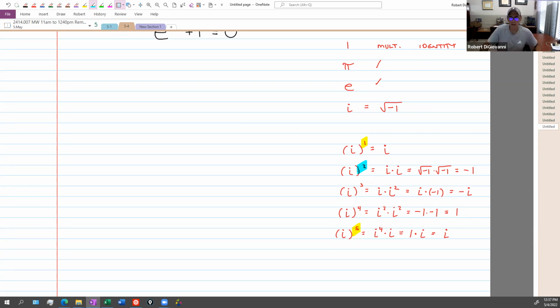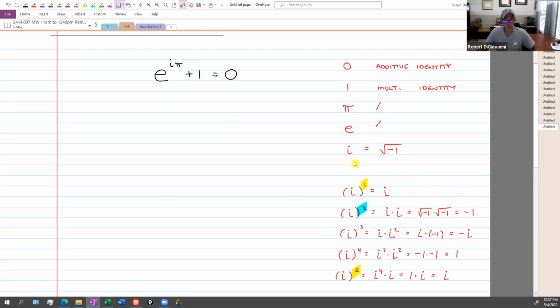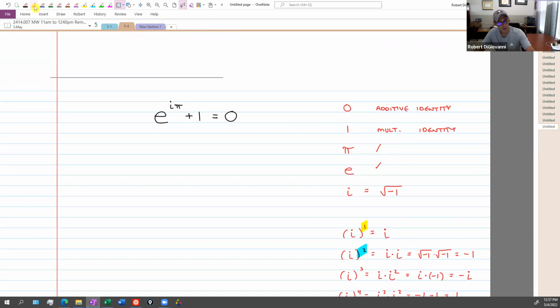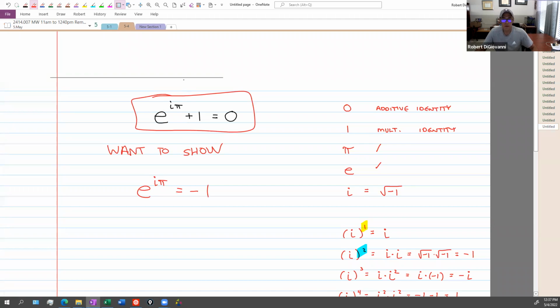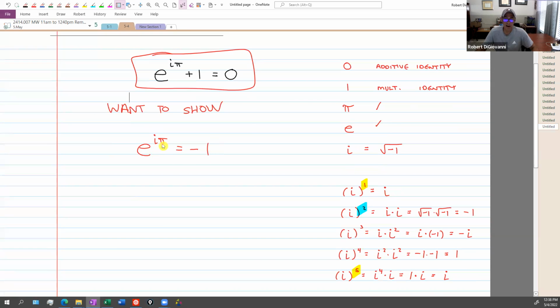Okay, I'll come back to this if I need to. I'm ready to do this. Y'all ready? All I have to show is that e to the i pi is equal to -1. Would you agree? If I'm telling you that this is true, then I can just move the 1 to the other side. So if I can show you that e to the i pi is equal to -1, would you be satisfied? Yes? Okay.